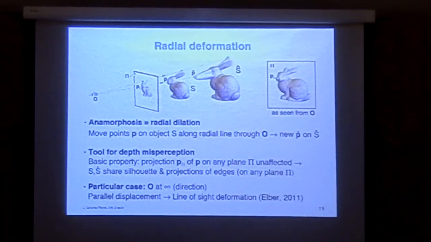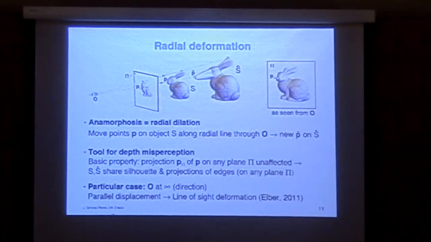This radial deformation. The idea is that you have some object, and then this point P, and you move away from the point O, where the observer is viewing the model. You draw a line, and you always move along radial directions. You do that for each point in the model, with different distances, and then you get a different model, the model S hat.